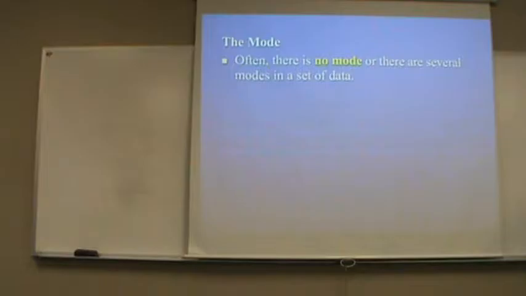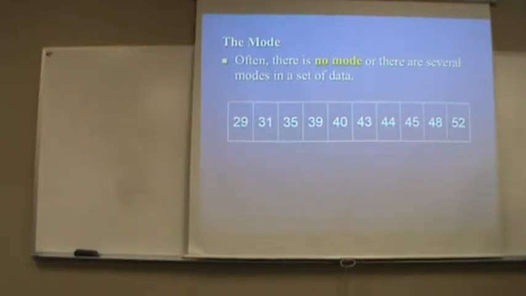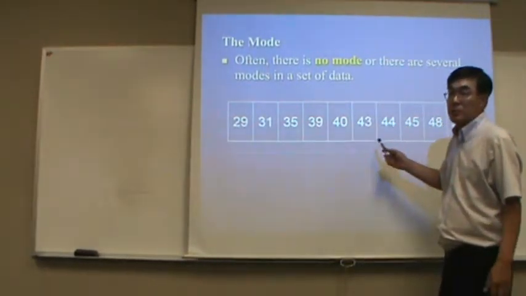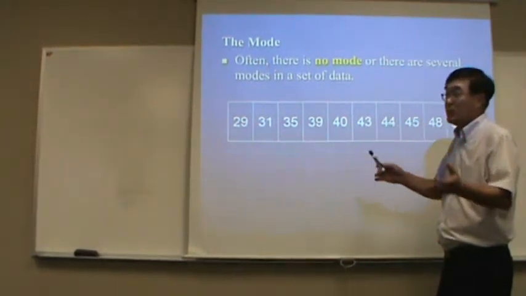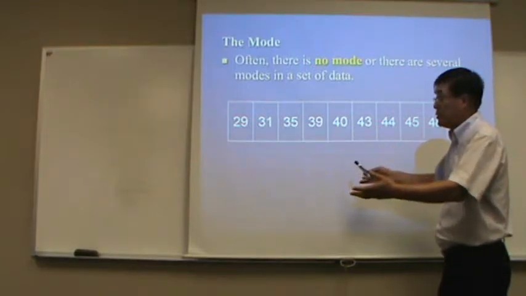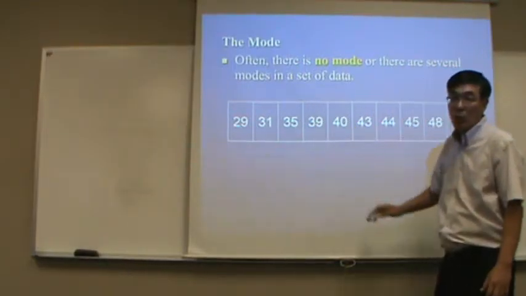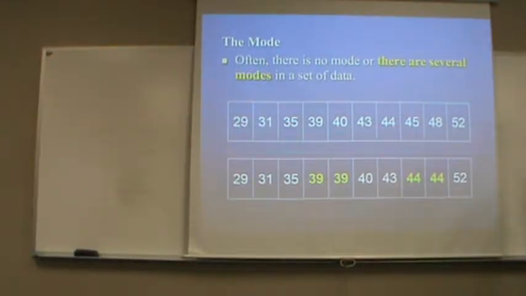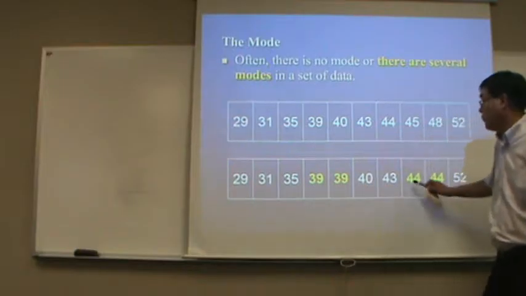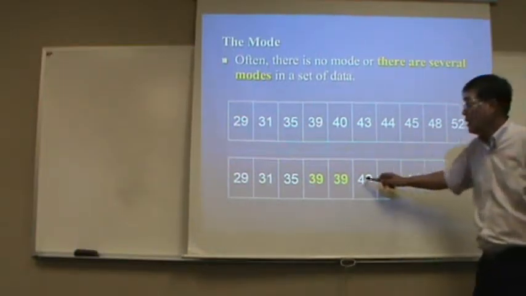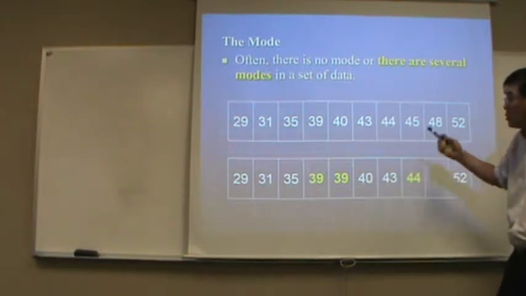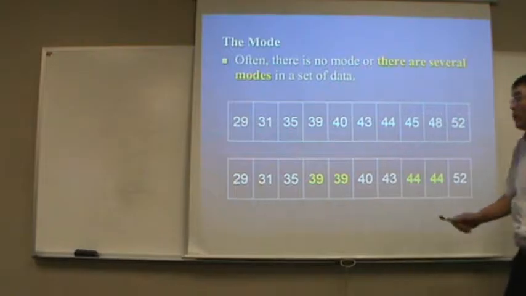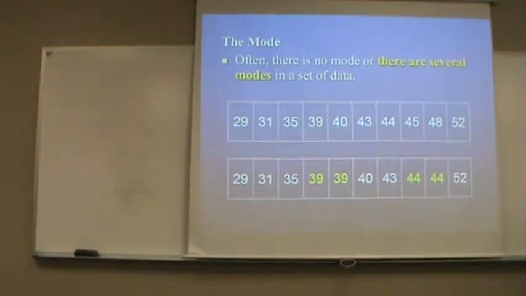Sometimes there is no mode. Every number appears only once, so there is no most frequent number, so there is no mode. Sometimes there are multiple modes: 39, 39, 44, 44. Two numbers tie as most frequent, so there are two modes, 39 and 44, in this example.